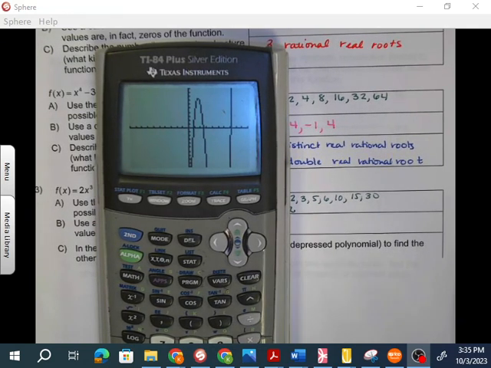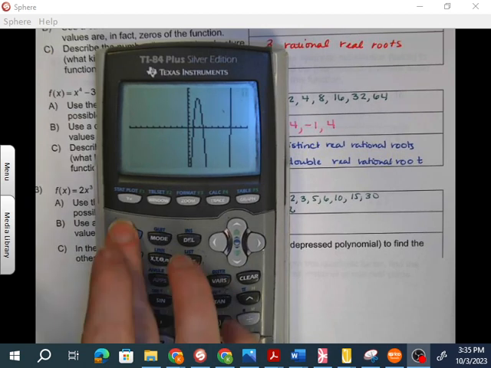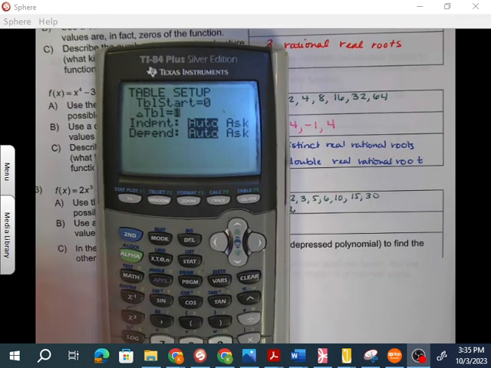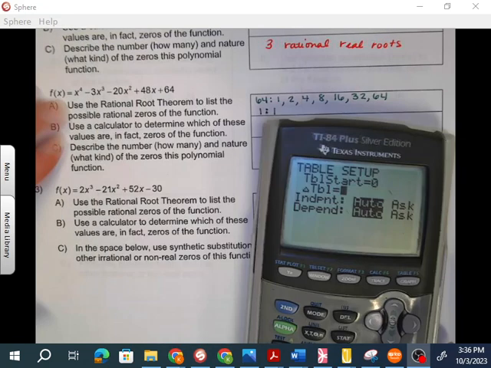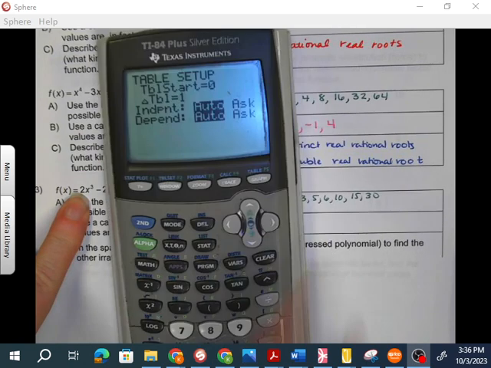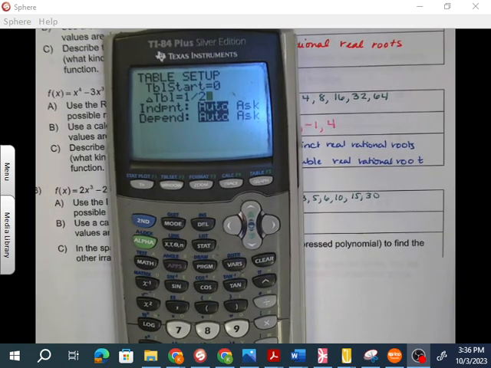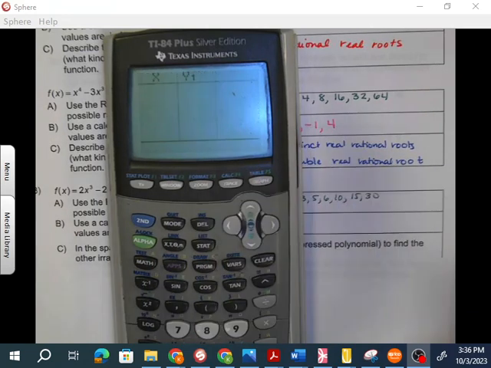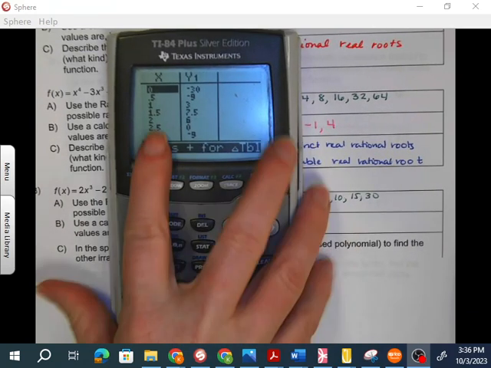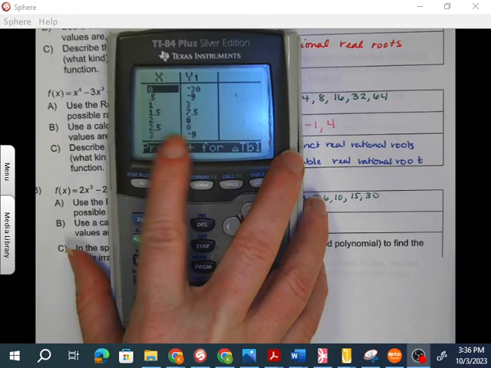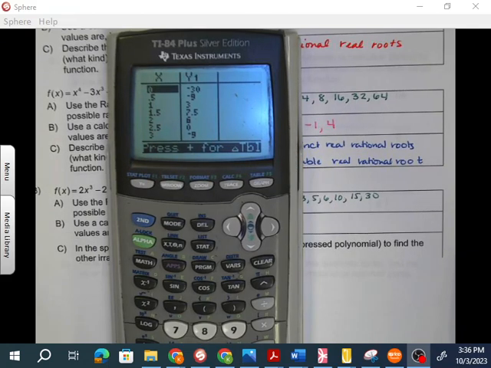Another thing you can do is go to second and table setting and change your delta table. You'll always do it as 1 over A, with A being the lead coefficient. My lead coefficient this time was 2. So if I do 1 divided by 2, it should hit every rational root in the table. Now you may have to scroll a long way, but, oh, there's one right there. I see it. 2.5 is a 0.